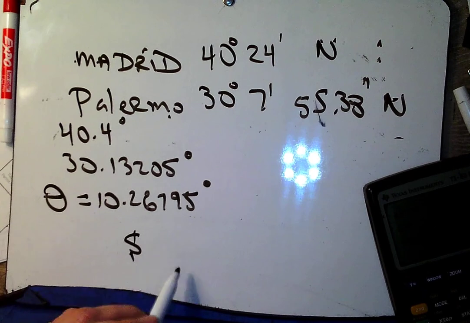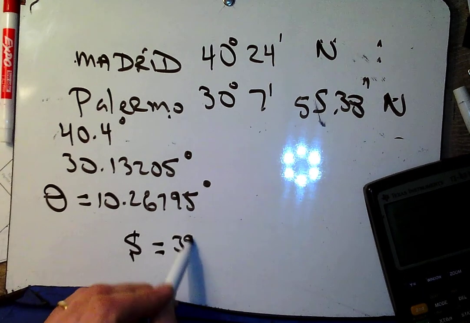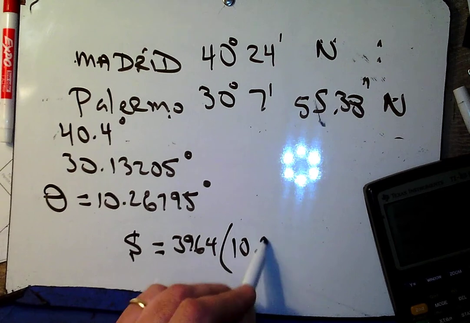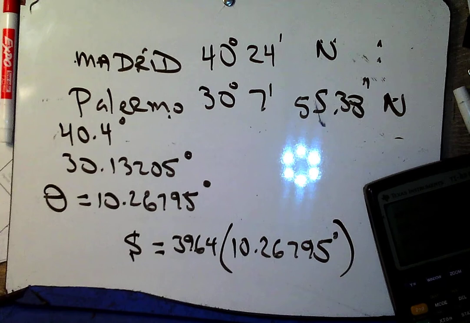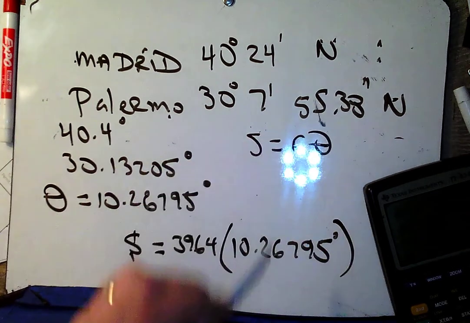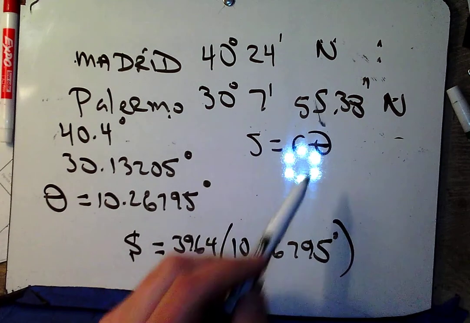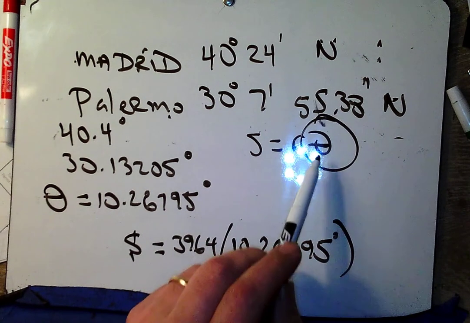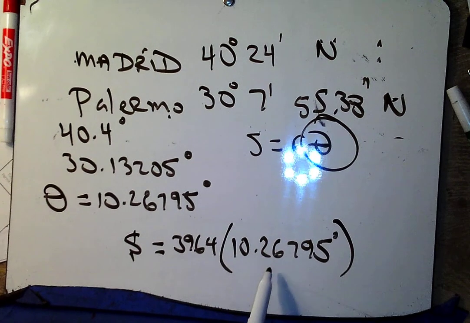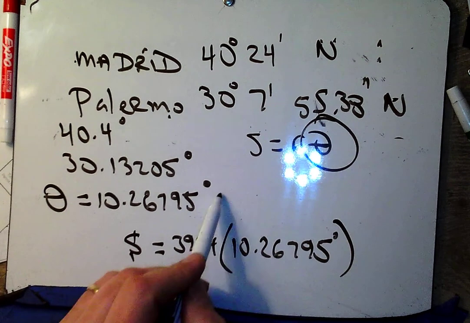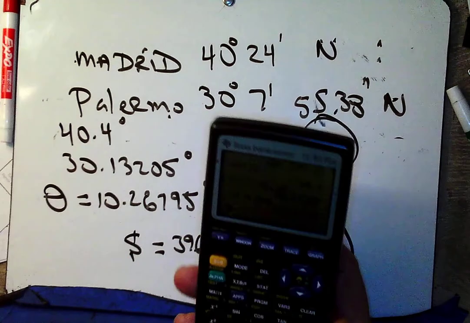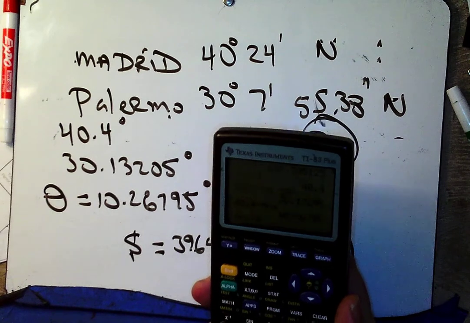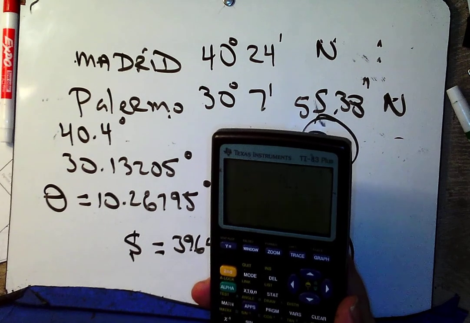So is it now just a matter of saying the radius is 3964 times 10.26795? No, that's a recipe for getting the problem wrong. Why? Because when we use s equals r theta, even if we're tired and sleepy, we still have to know that that is in radians. And that is not radians yet. So you have to convert that. Pi over 180. Okay, so I'm going to multiply this by pi, and I'm going to divide by 180.